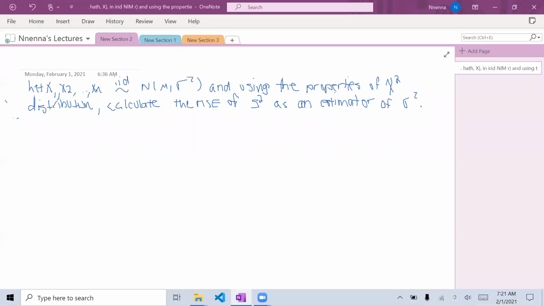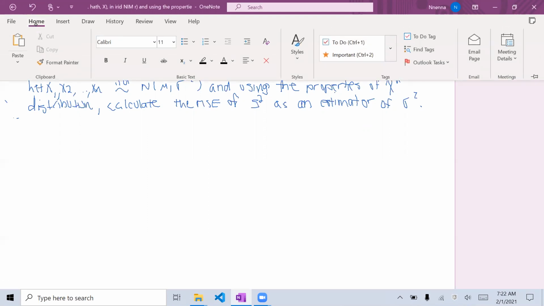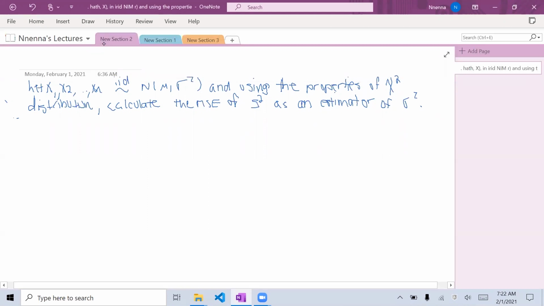So this is the first question you were asked. You were asked to calculate the MSE of S squared as an estimator of sigma squared. The first thing I will direct people to is the idea that you were told that all of your Xi's are, in fact, IID. I'm going to highlight this. This is not trivial because you know that if you have random variables that are independent, the squares of those random variables are themselves still independent.